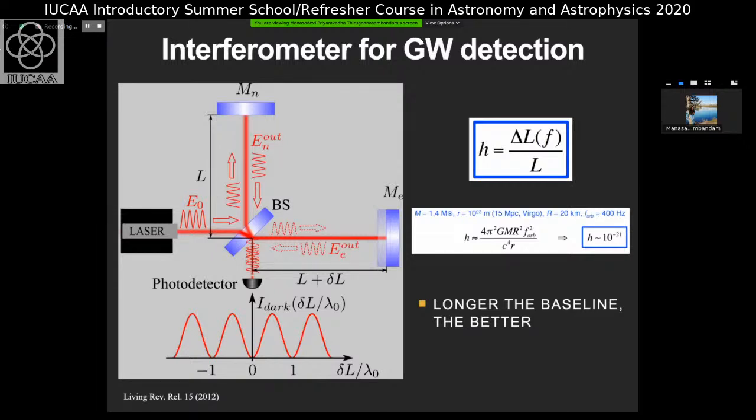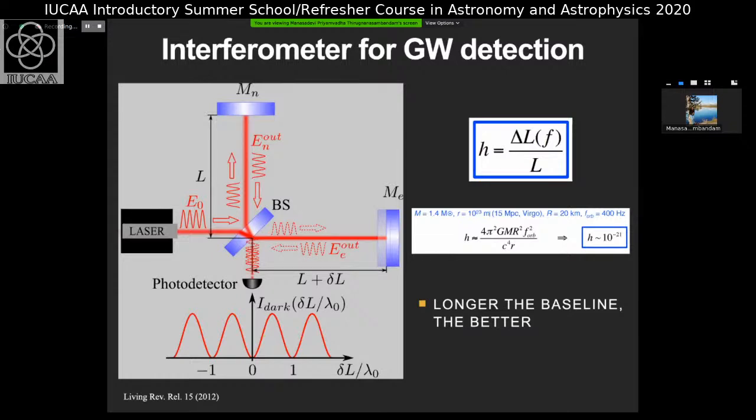So in here, what you see is the picture of a simple interferometer. You have the laser. The electric field E0 is incident at the beam splitter, and then it gets split into two fields in the north and east. That's how it's named, E and N, if you're looking for the convention. And then it reflects back and recombines at the photodetector.